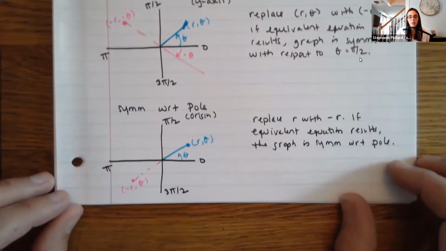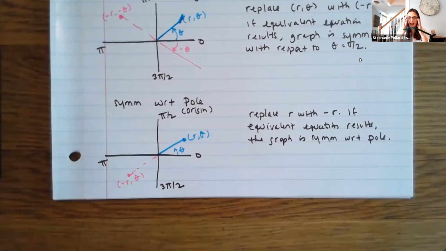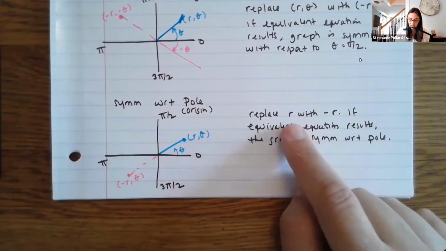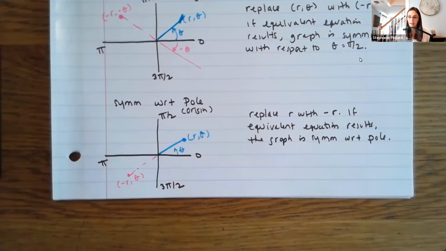And then the third one is what we're used to seeing with the origin. So that kind of diagonal symmetry. And you can check for that by replacing r with negative r. And again, if you get the same equation back out once you simplify, you would have that diagonal symmetry, that symmetry with respect to the pole or the origin.